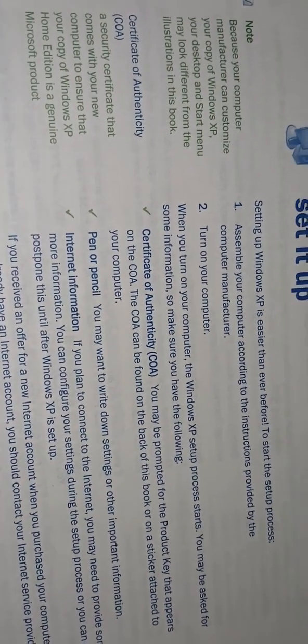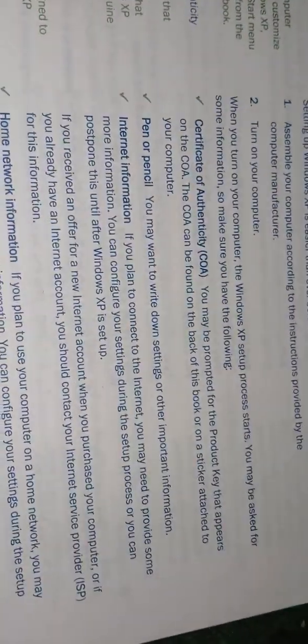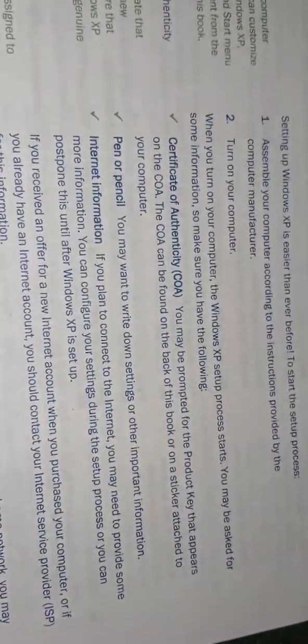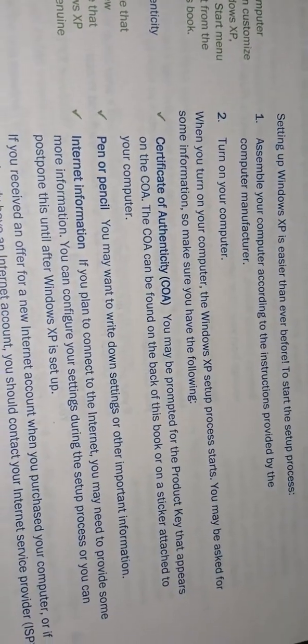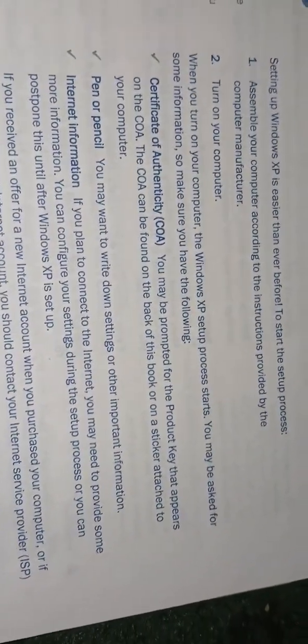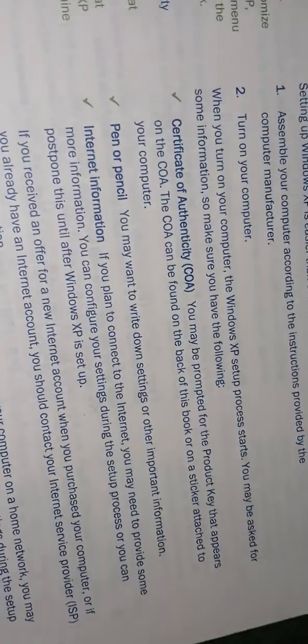You may be asked for some information, so make sure you have the following: Certificate of Authenticity. I'm just going to say COA because that's what it says here. You may be prompted for the product key that appears on the COA. The COA can be found on the back of this book or on a sticker attached to your computer. Pen or pencil. You may want to write down settings or other important information.